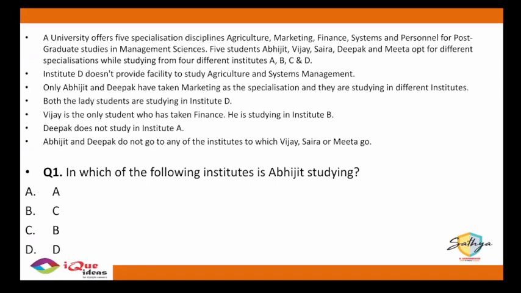Next one, Deepak. Where is Deepak studying? C. Option C. God save us, the options and option numbers match. So Deepak is studying in C. Petty tricks are what this examination is playing with us. They are paid to do such things.